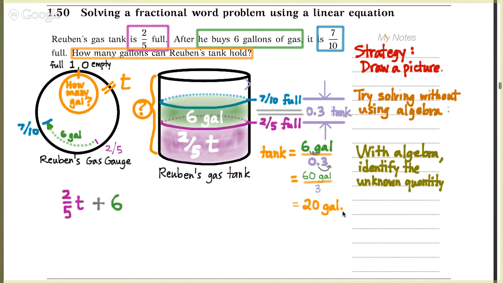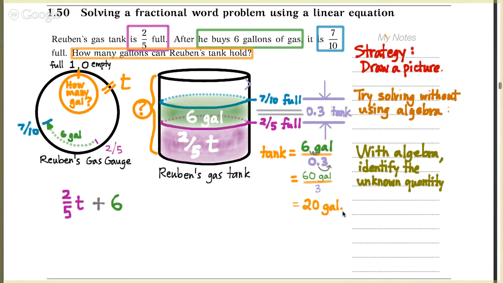And so how many gallons in total does Ruben have at the end of the process? On the one hand, just looking at the diagram, Ruben has the purple gas, 2/5 T, added to the green gas, which is 6. And so in total, he has the sum, 2/5 T plus 6 gallons of gas. And that's one way to look at how much gas Ruben has at the end of the problem.